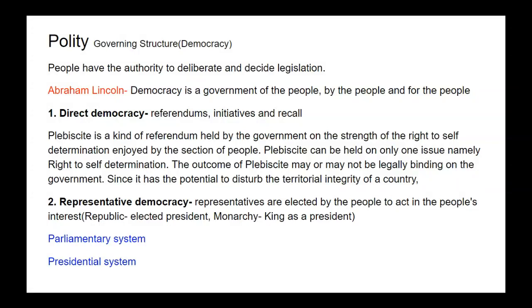In representative democracy, representatives are elected by the people to act in the people's interest. Representative democracy can be of two types. One is republic and another one is monarchy. In republic, the president is elected. In monarchy, the king acts as a president. Then there is another division of democracy, that is based on separation of power. One is parliamentary system and another one is presidential system.